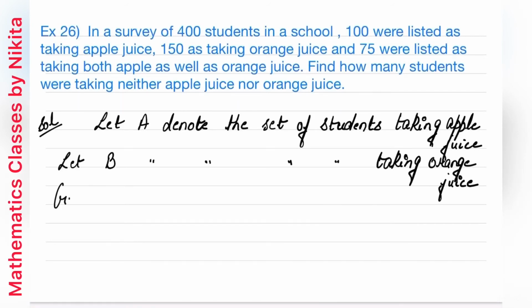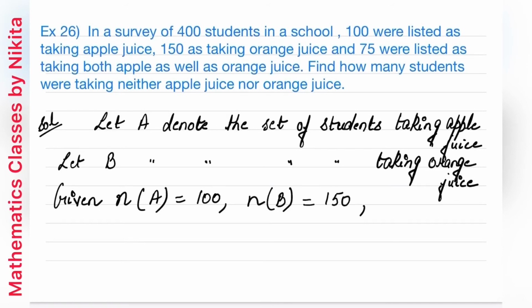Now it is given 100 were listed as taking apple juice. So therefore the number of elements in the set A is 100. 150 as taking orange juice. So number of elements in the set B is equal to 150. And 75 were listed as taking both apple as well as orange juice. So therefore the number of elements in A intersection B is equal to 75. And in a survey of 400 students in a school. So therefore the number of elements in the universal set is equal to 400.